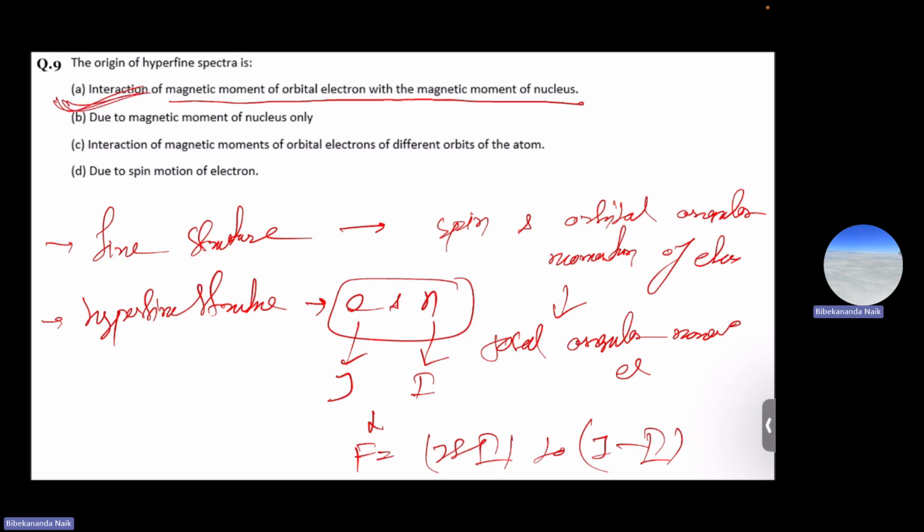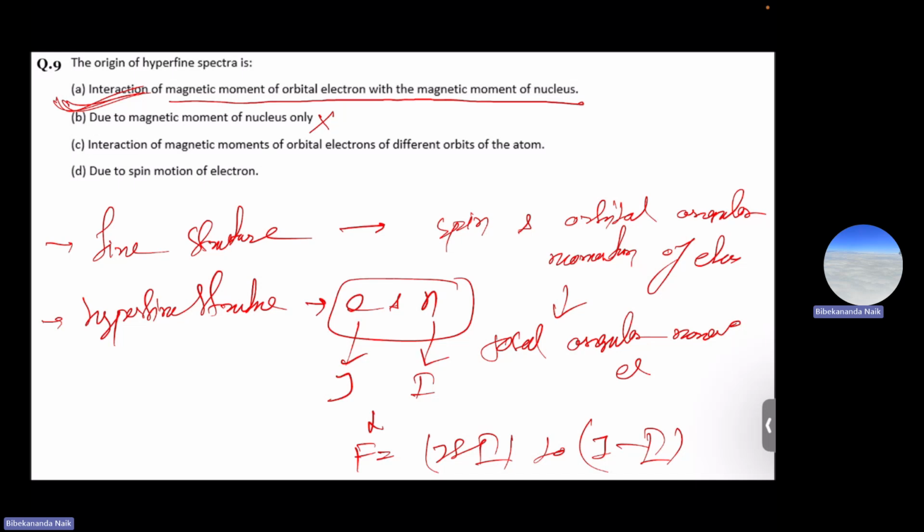So now let's discuss the other options. The option 'due to magnetic moment of nucleus only', no. Only the nucleus, we need to interact. Fine structure is the interaction between two angular momenta, so we need two angular momenta. So it is only nucleus, that is not possible.